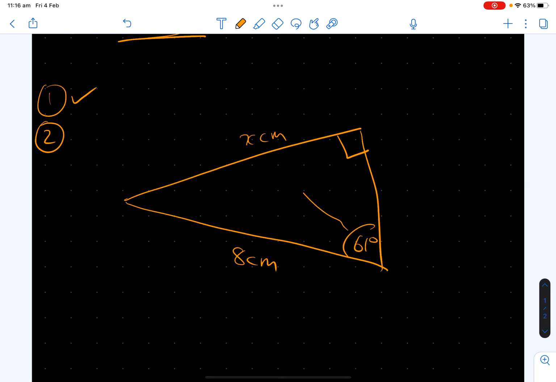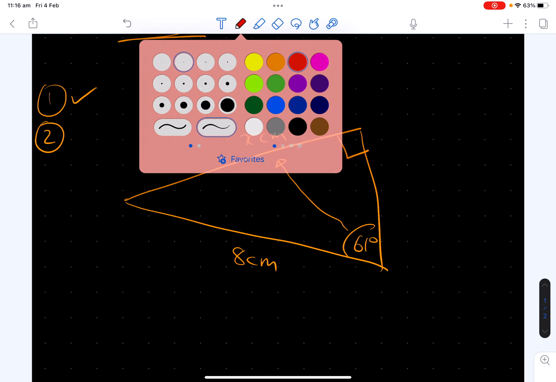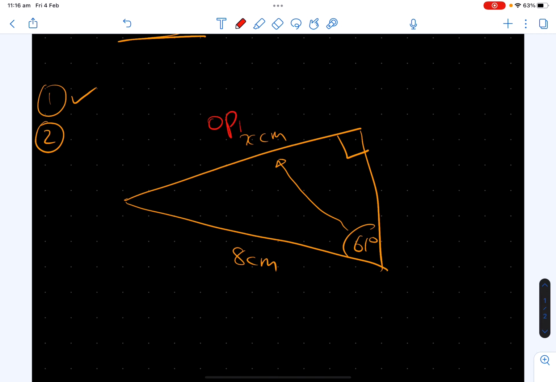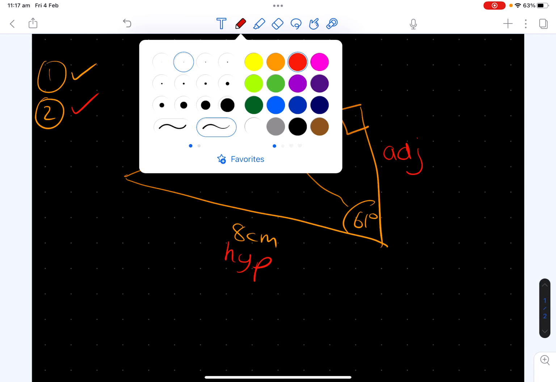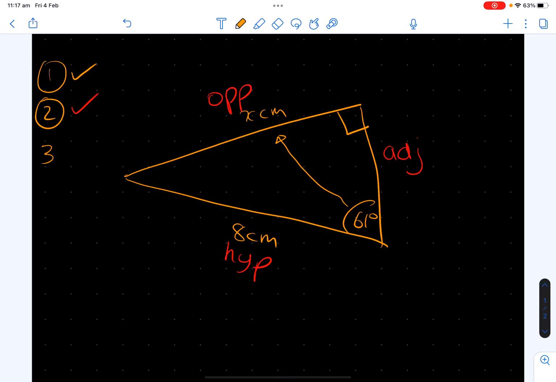So opposite the angle, we have our opposite side. We have our longest side is our hypotenuse. So let me just make this a different color so it'll be easier to see. So this is our opposite side. This is our hypotenuse. And this is our adjacent side. Okay, so we've done that. We've now labeled it. And now we need to work out which equation applies.